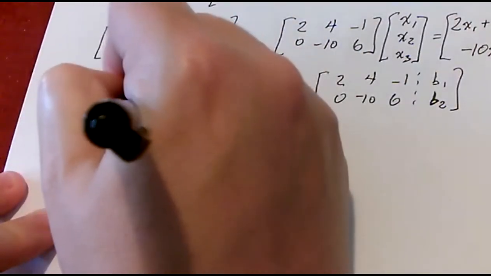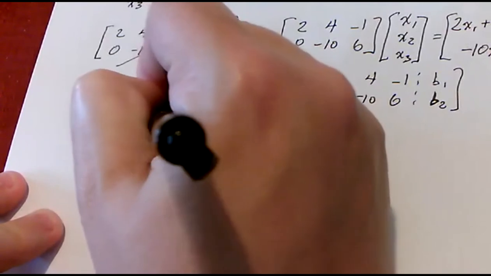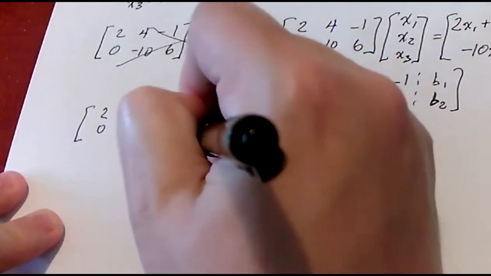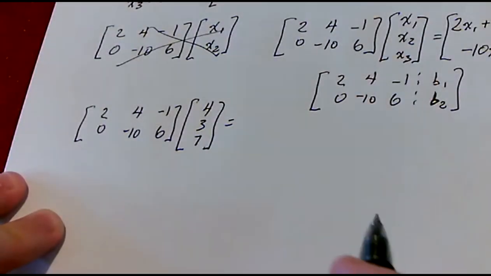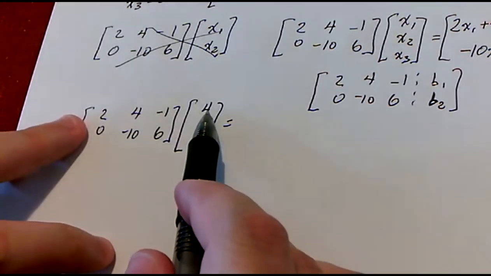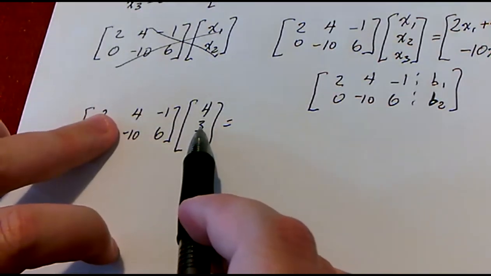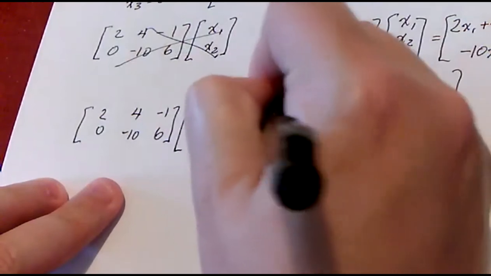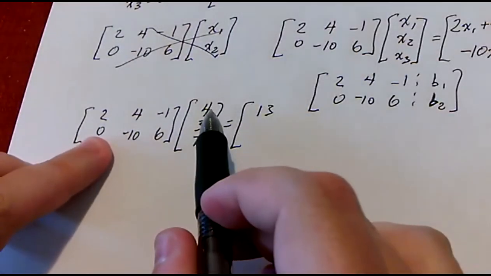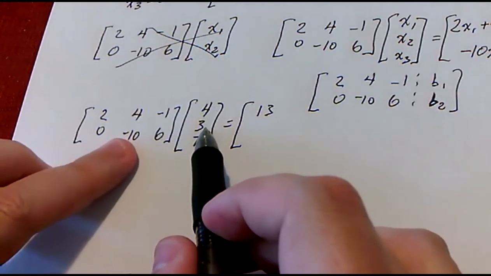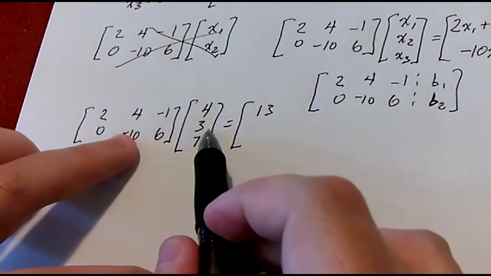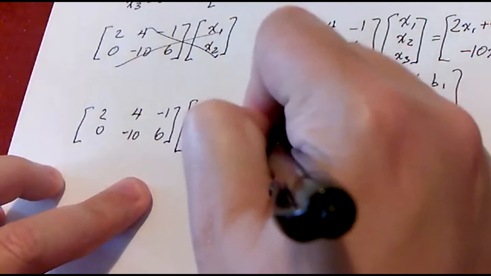Okay, so let's look at one here. 2, 0, 4, negative 10, 1, 6, negative 1, 6. Use that same matrix I was just using there. And let's multiply that by 4, 3, 7. Okay, so I can go through and do this multiplication. 2 times 4 is 8. 3 times 4 is 12, so that's 20. And then negative 1 times 7 is a negative 7, so I get 20 minus 7, I get 13. Second row here, I get 0 times 4 is 0. Negative 10 times 3 is a negative 30. 7 times 6 is 42, so I have negative 30 and a positive 42. That's going to make 12.